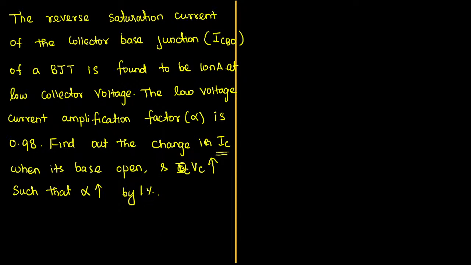What change will come in the collector current? The base is almost kept open. See, open in the sense beta is very large, almost, and they are increasing the collector voltage. So the value of alpha increases by 1%. So the collector voltage is increased, alpha increases by 1%, so what can be the expected change in the value of collector current IC? Now you can read the question once and try to figure out the answer.